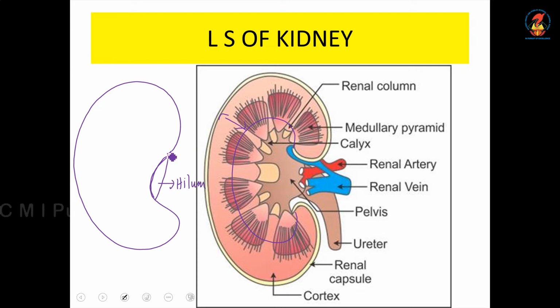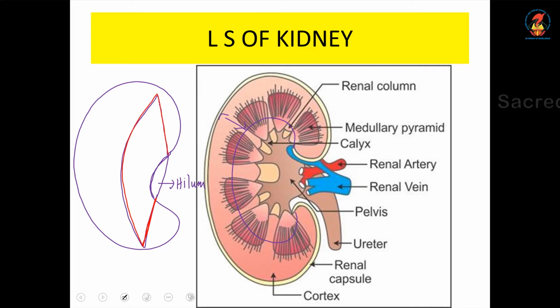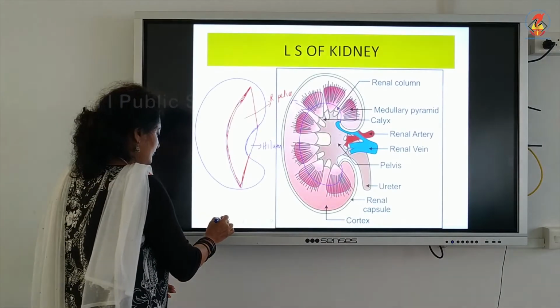Inner to the hilum you can see a wide or broad funnel-like structure. I am just drawing a funnel. Let me take another color to demarcate it. This broad funnel-like structure is called the renal pelvis. Look at the margin I have drawn. Is it smooth? No, it is not smooth. It is thrown into projections. There is a name for that.